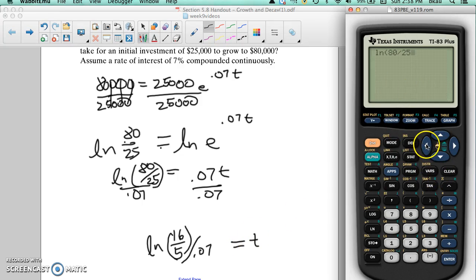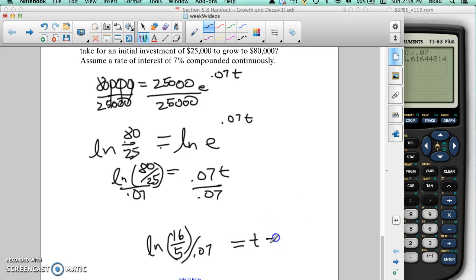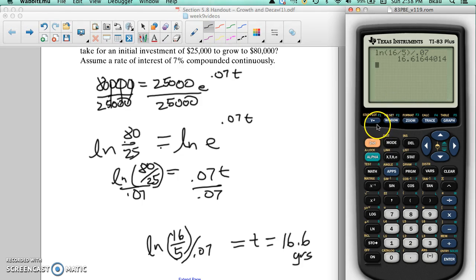Okay, so ln of 16 divided by 5 divided by 0.07 should be our solution. In this case, we're saying it's approximately 16.6 years. And let's verify that on our calculator. 16.6 years.